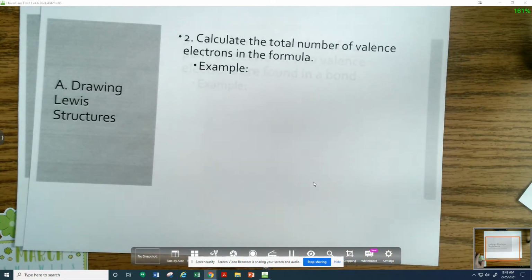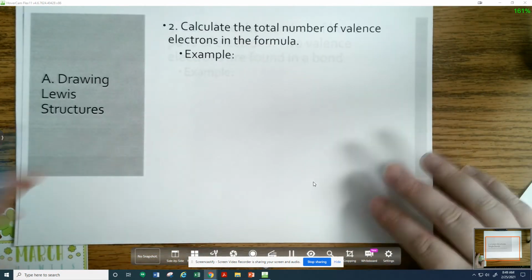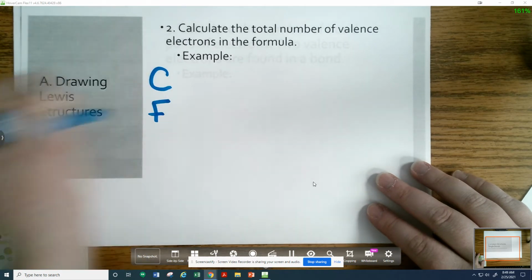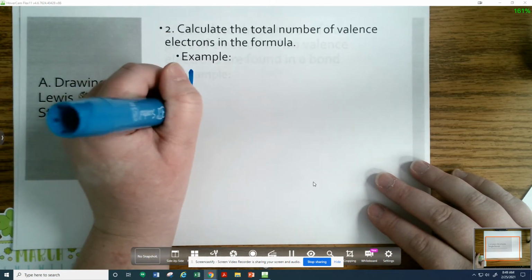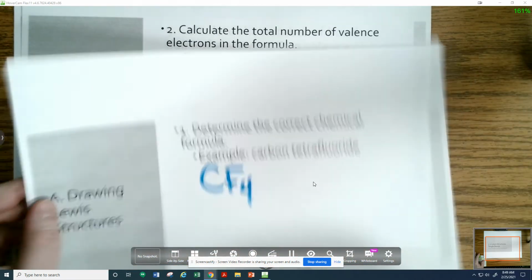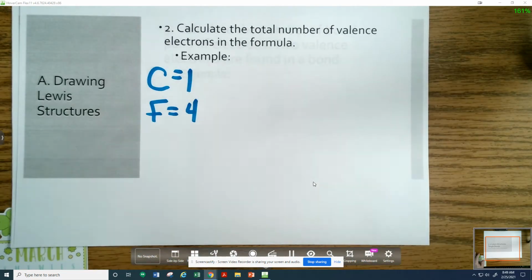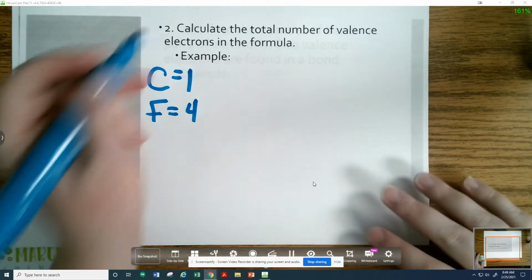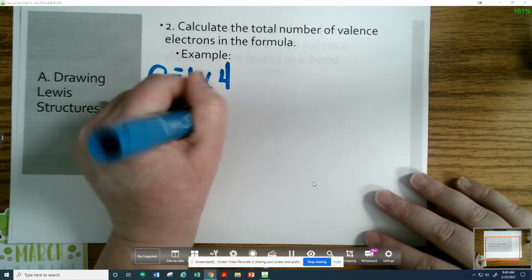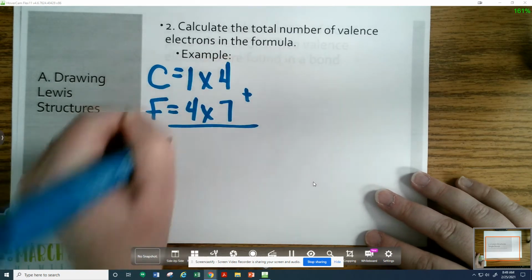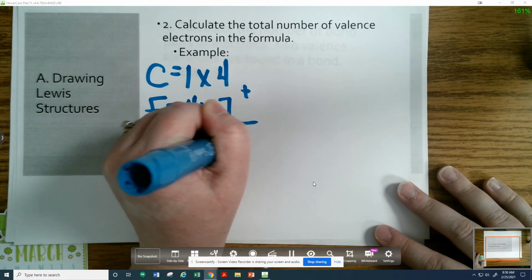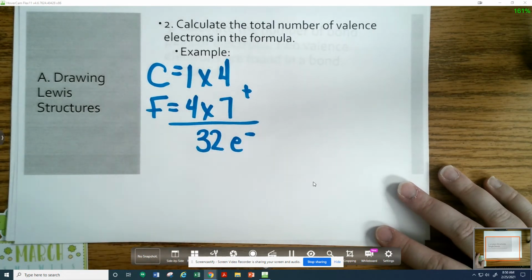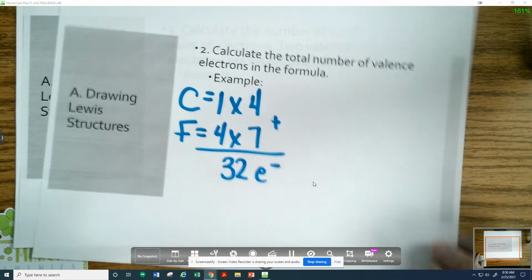When we go to write this out, we do a small calculation. We have carbon and fluorine. Carbon, we have 1 of them in our chemical formula, and fluorine, we have 4. I got that information from my subscripts. So carbon has 4 valence electrons and fluorine has 7. 7 times 4 is 28, plus 4 gives us 32 total valence electrons available within this molecule.